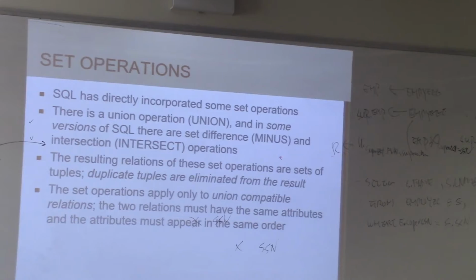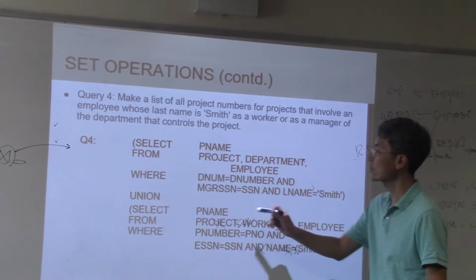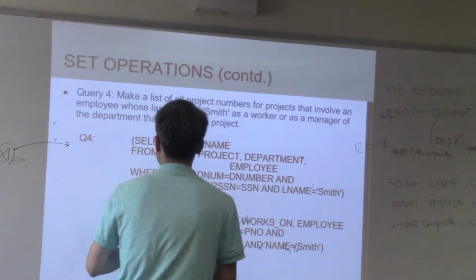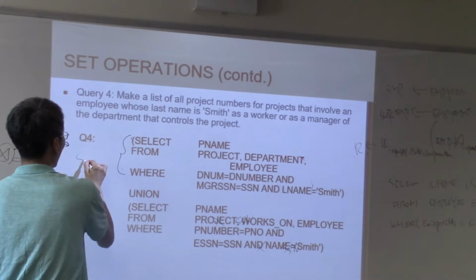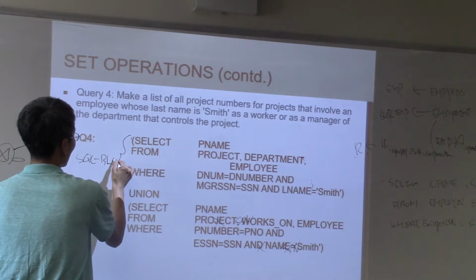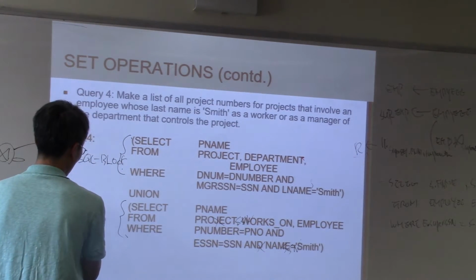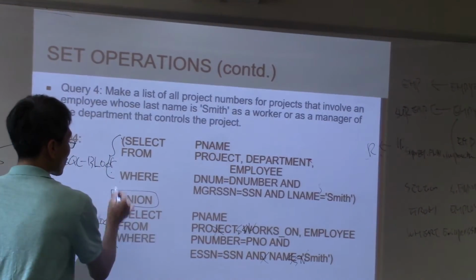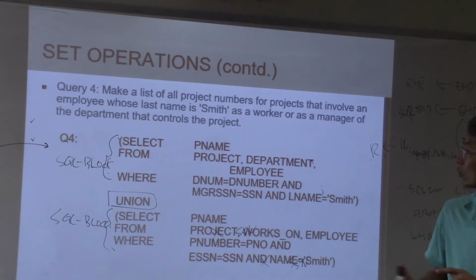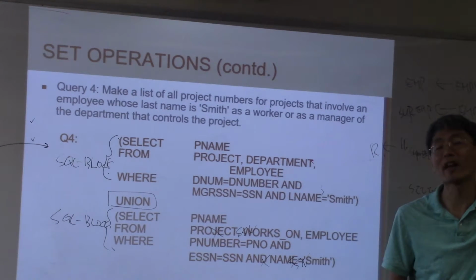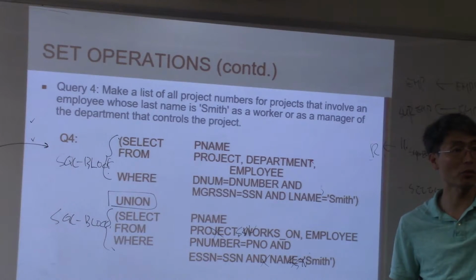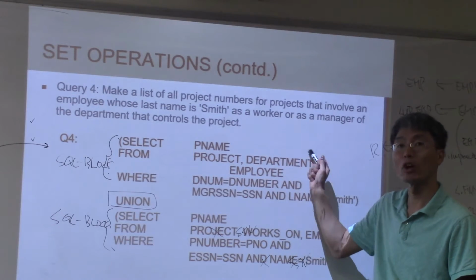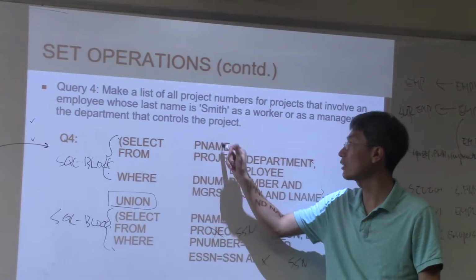Union, minus, intersect. We can use such set operations on two SQL blocks. This one, a select from where, is called an SQL block, and this is another SQL block. So you can use the set operation for two SQL blocks. Be careful, as we learned in relational algebra operations, they must be type comparable, with the same number of attributes.